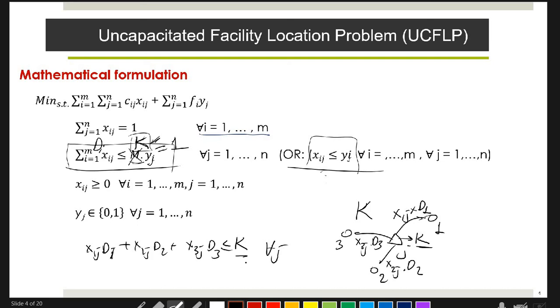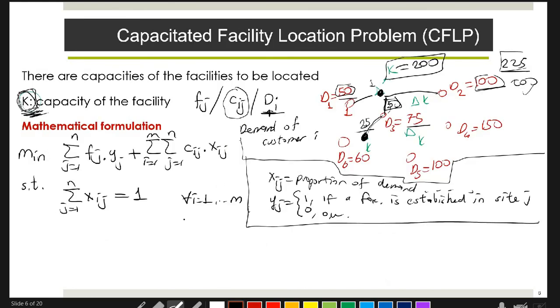But of course, that holds if that facility is opened, and if not, this sum should be 0. So therefore I am multiplying the right hand side by yj. If this is 0, then this part is definitely 0. If it is 1, then this part can be at most k. So this is how we write the capacity constraint. And let me write it here in closed form.